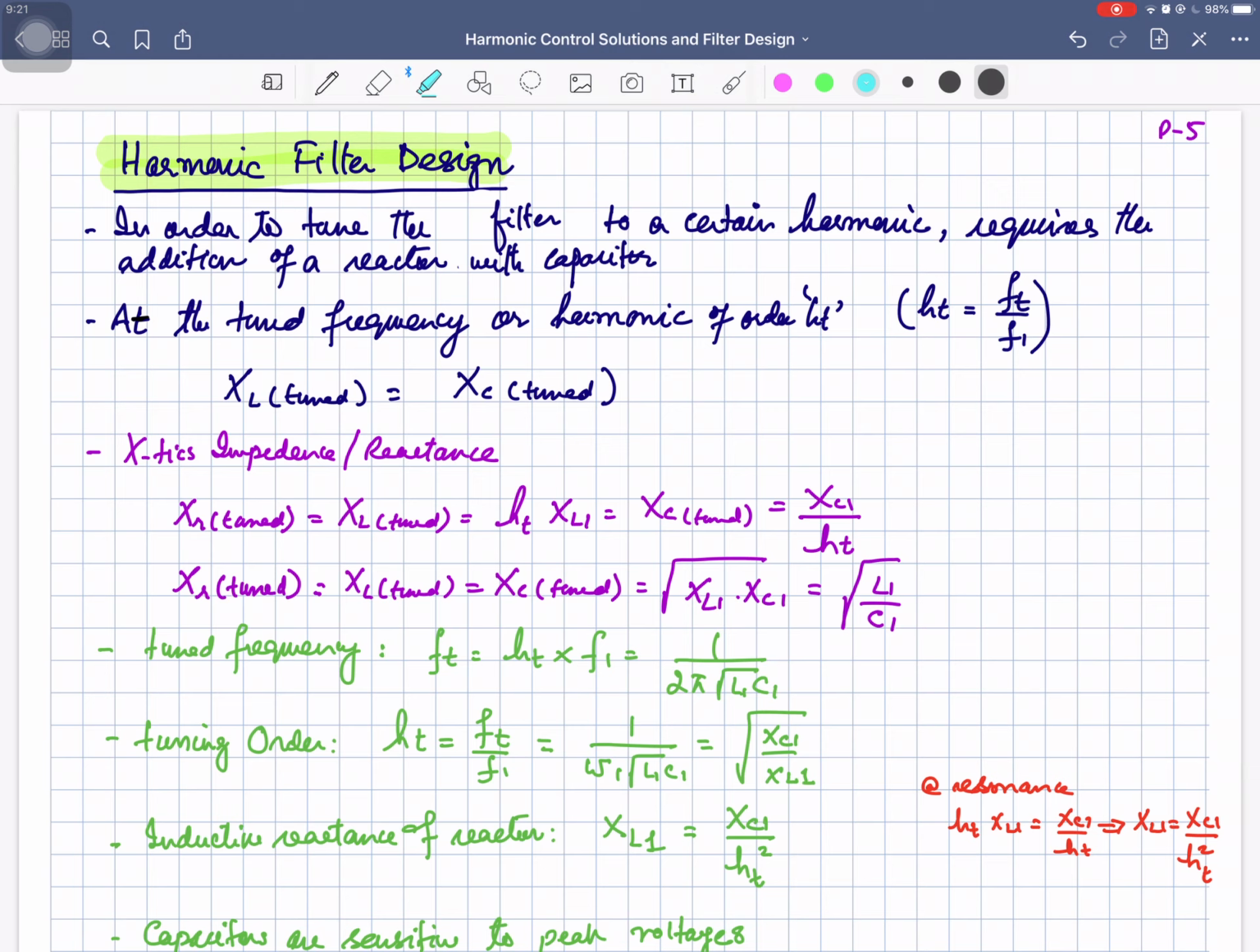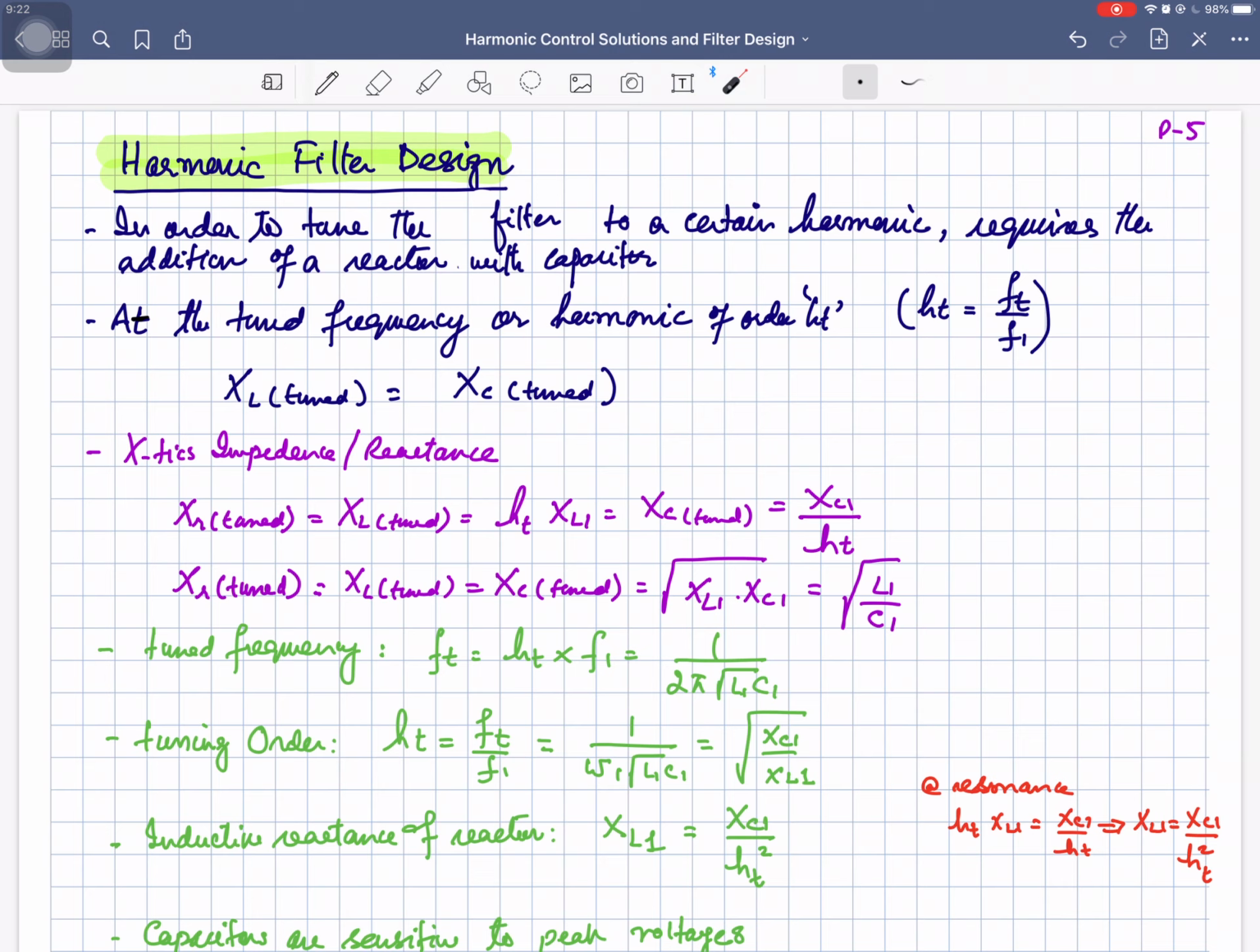So, in order to tune the capacitor or the filter to eliminate a certain set of harmonics, we require the addition of a reactor in series with the capacitor, such that at the tuned frequency, or the harmonic of order Ht, the inductive reactance becomes equal to the capacitive reactance and they cancel each other out, and the net impedance of the path is dropped and the high frequency current is bypassed.